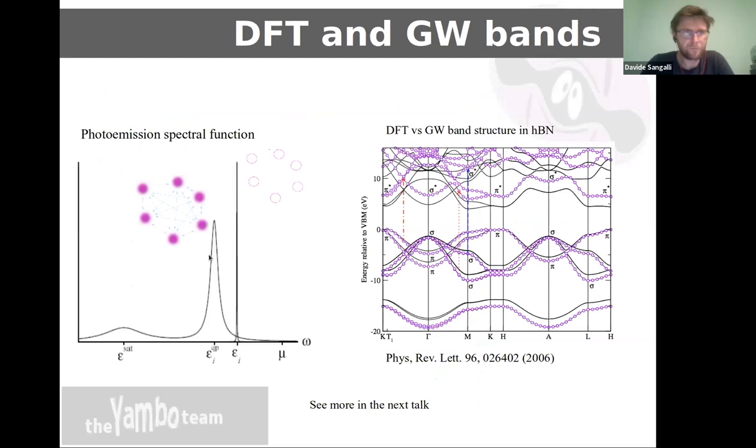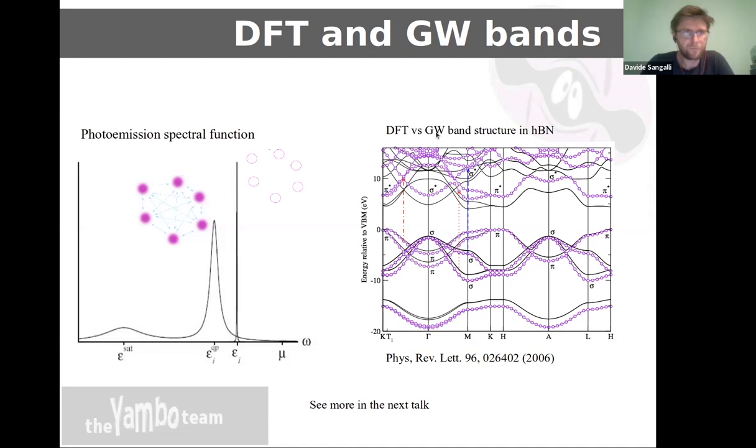So this is what is done in the code, and here is an example of what you can get. On the right, you see a density functional theory band structure of a layered material, hexagonal boron nitride. In black, you see the DFT band structure, and in violet, the GW band structure, so the band structure which you can get including quasi-particle corrections within a specific approximation, GW, for the self-energy.